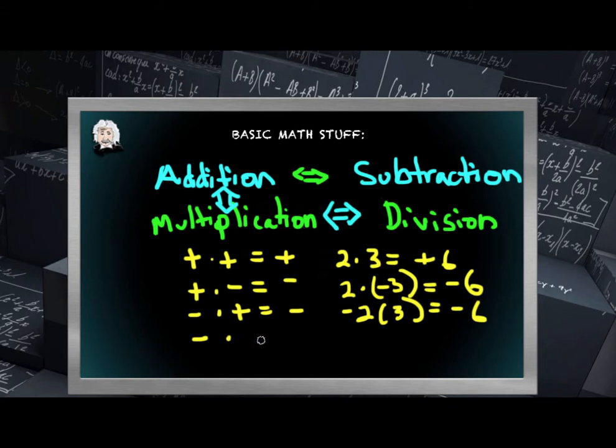And a negative times a negative equals a positive in multiplication. Minus 2 times minus 3 equals plus 6. So like addition or subtraction, two negatives make a positive, or the operation is positive. In this case, multiplying two negatives essentially cancel and make a positive.